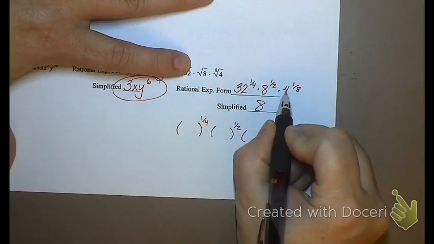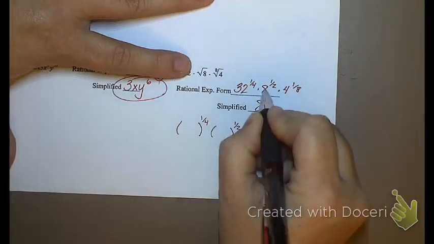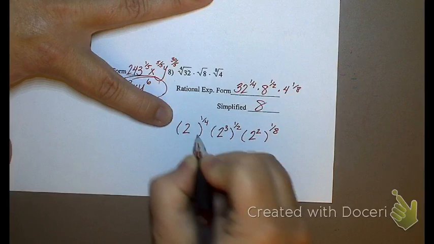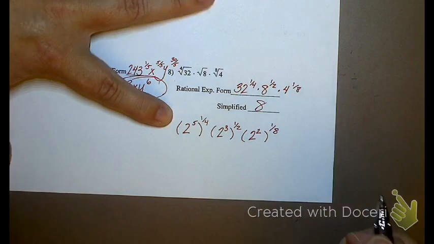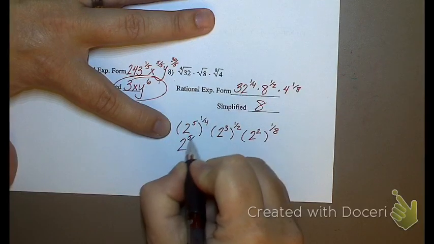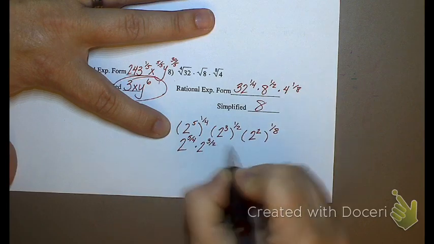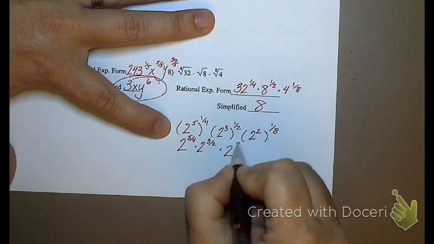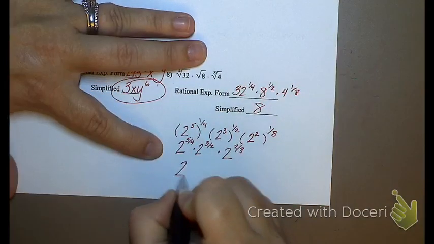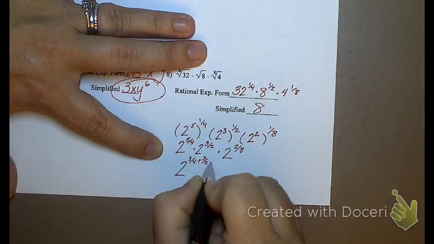So I know that 4 is 2 squared, right? I know that 8 is 2 cubed. And I know that 32 is 2 to the what? 5th? So do you see how I can multiply exponents? 2 to the 5/4, and then 2 to the 3/2, and then 2 to the 2/8. Do you see that? Using my exponent rules, that's going to be 2 to the 5/4 plus 3/2 plus 2/8.